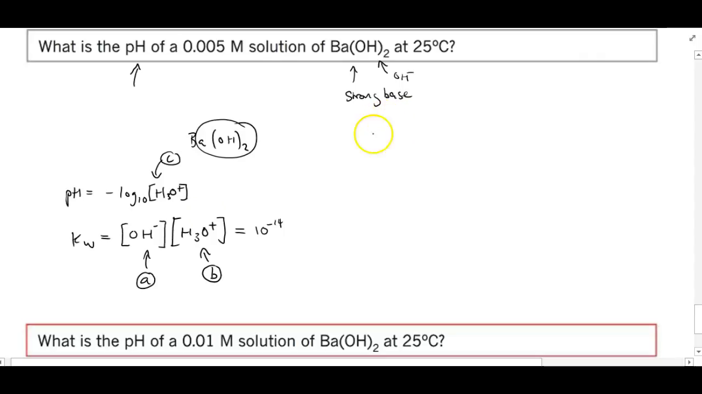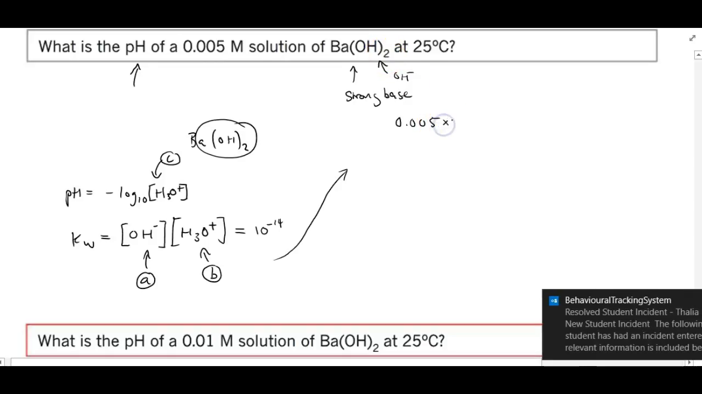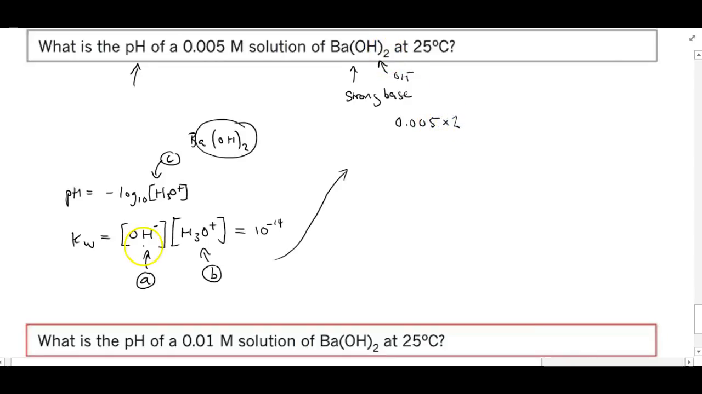So if we substitute in the value for the concentration of hydroxide, we know it's going to be 0.005, but because there's two hydroxide ions, it's going to be doubled. So that's the value of OH minus, and that's still times the unknown value for H3O plus, and those two equal 10 to the minus 14. So how do we work out H3O plus? Last bit, how do we find out hydronium?